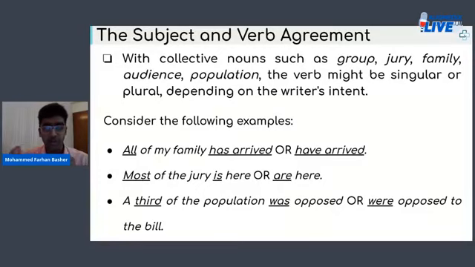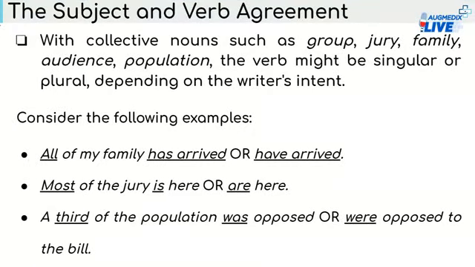With collective nouns such as group, jury, family, audience, population, the verb might be singular or plural depending on the writer's intent. Now, we talked briefly about this when we were discussing nouns, if you can remember. Group nouns or collective nouns such as jury, family, audience, population can be considered singular or plural depending on your intent, depending on how exactly you are using it. Okay, so let's take a look at the examples here.